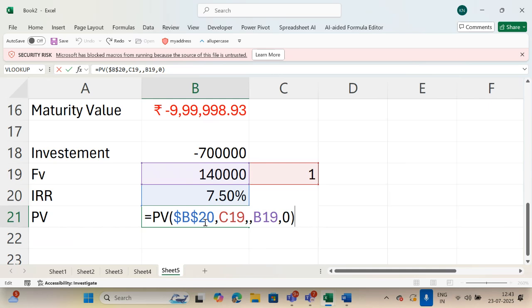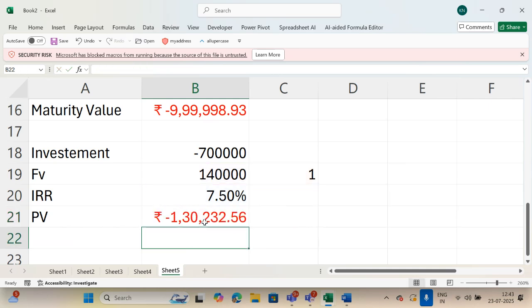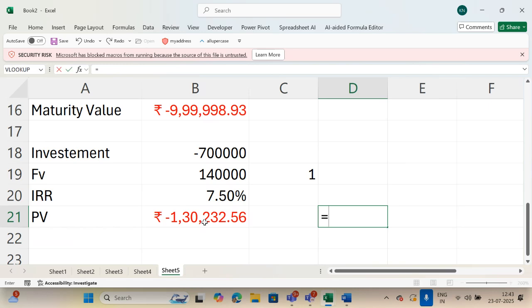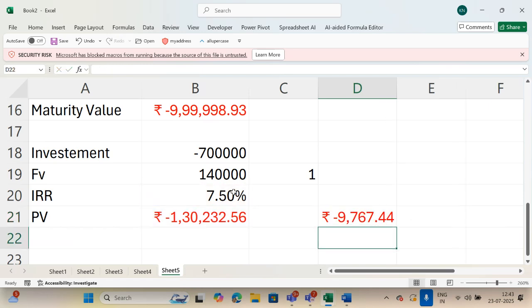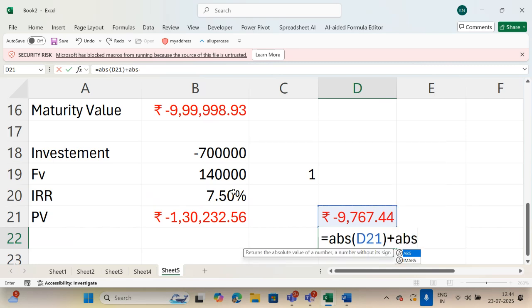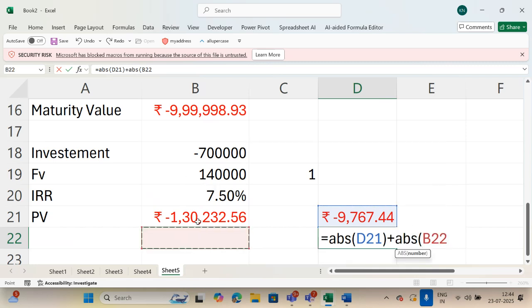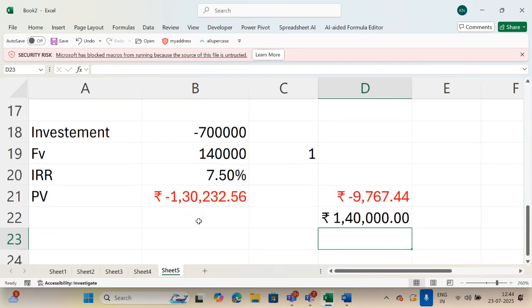Is it clear? So suppose I'm providing this amount, I should calculate the interest rate of this amount. And this ABS plus ABS, it should be equivalent to around 1,40,000.